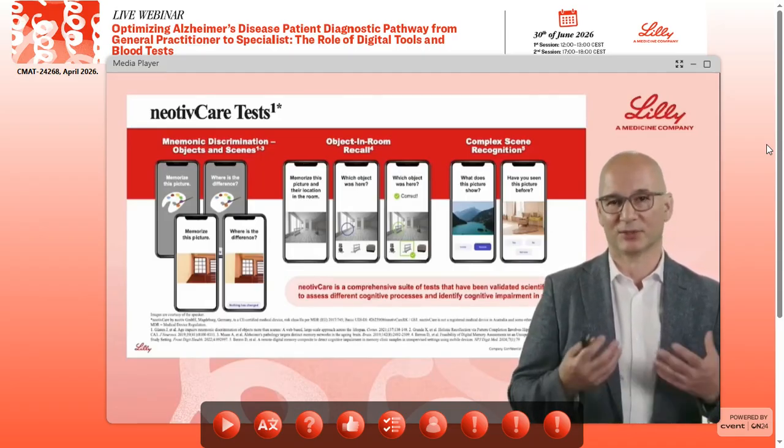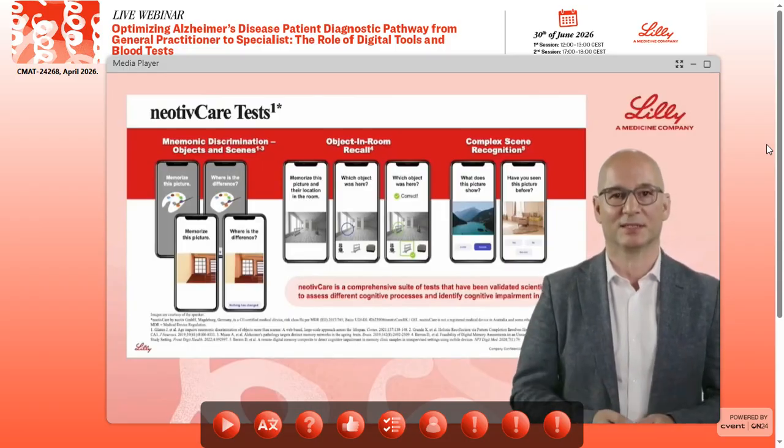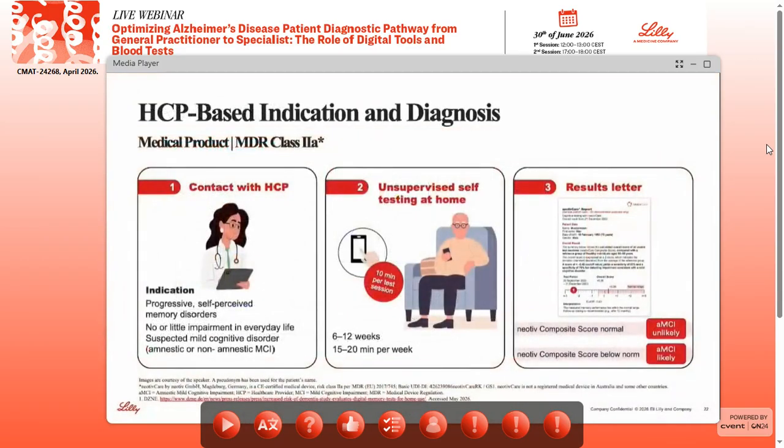So the feeling that I know something, that I've seen something before, is tested in that type of test. The way this smartphone-based self-assessment works is that it requires an HCP-based indication. When the patient comes to the healthcare professional, primary care physician or specialist or memory clinic, the HCP takes a clinical history as outlined before, and then when there is a suspicion of mild cognitive impairment, can prescribe the test. The patient then performs the tests at home.